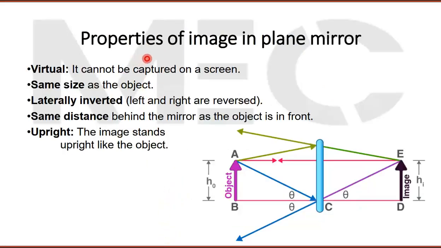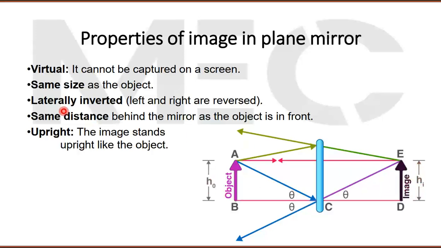What are the properties of the image in a plane mirror? It is virtual, which means it cannot be captured on a screen. So this is the object, this is the mirror, this is the image. Same size as the object. So if the object is 1 meter, the image is 1 meter. H of object is equal to H of image.